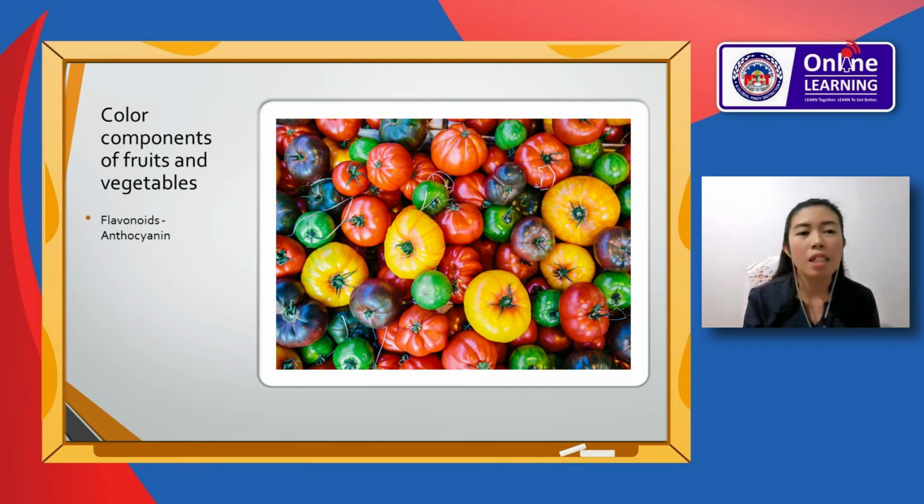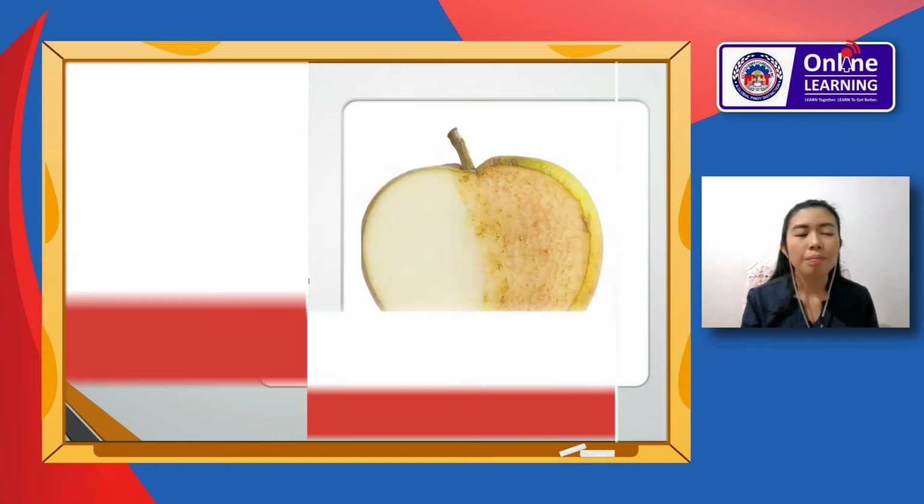And then next one is the anthocyanin. Anthocyanin is responsible for the red and blue to violet pigment in plants. So the blue or purple color is good to fight cancer, and the intense red color fights infection and is also good for the heart.